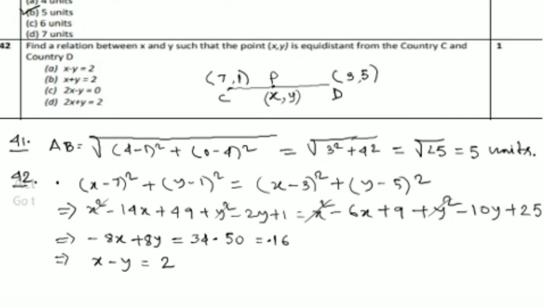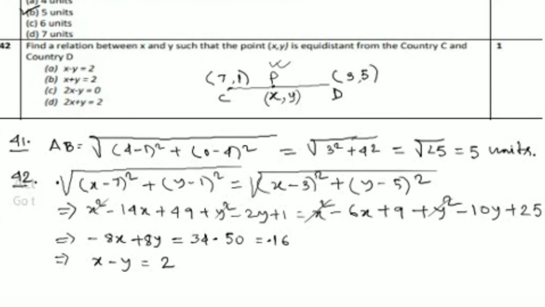Now we will solve problem number 42, and the problem is: find a relation between x and y such that the point x, y is equidistant from country C and country D. Here I have already found out the coordinate of C, it is 7, 1, and the coordinate of D is 3, 5, and let us suppose P is the point whose coordinate is x, y and which is equidistant from C and D. So at first I have to find out the distance between C and P, and then the distance between P and D, and then we will equate these distances.